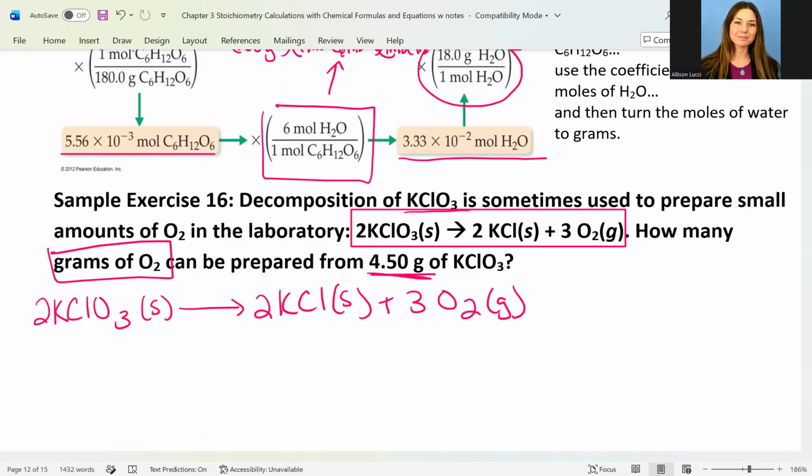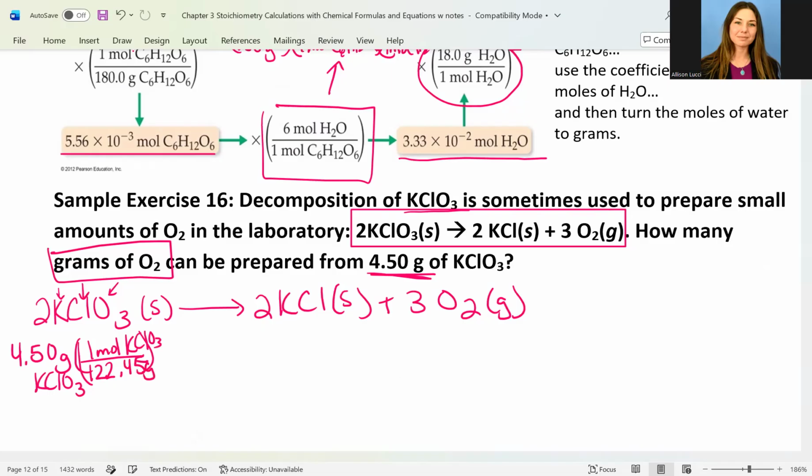So we always start with what we're given. So we're given 4.50 grams of KClO3. And the first step is to get this to moles. So I would calculate the molar mass. I have 39.098 for potassium. Chlorine, Cl, is 35.45. And then I add to that 48 for 3 oxygens. So for every 1 mole of KClO3, the mass is about 122.45 grams.